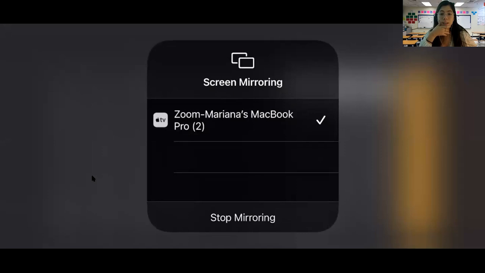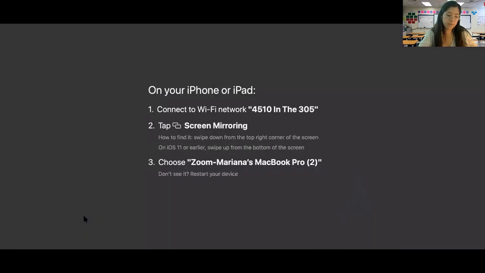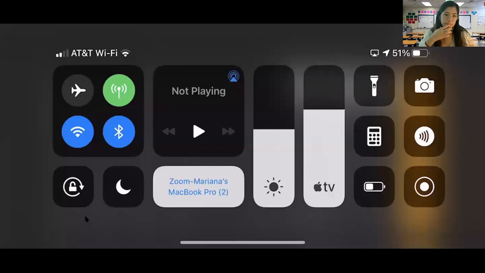So what we need to do, oh, hold on, it's not loading. Come on. Okay, it's loading kind of slowly, so give it a moment.